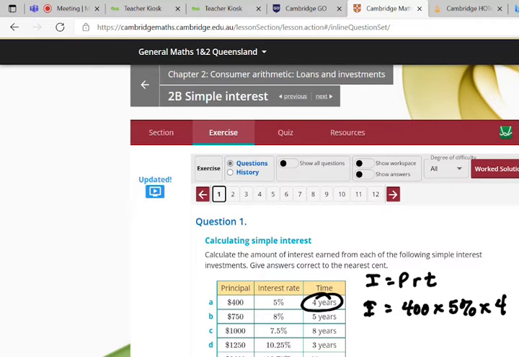So will somebody, and remember when you're multiplying, the order doesn't matter, so you can multiply them in order the way they're given, or you could multiply the 4 times 400, doesn't matter. Yes, sir. What do we get? $80, right? Don't forget your units there.